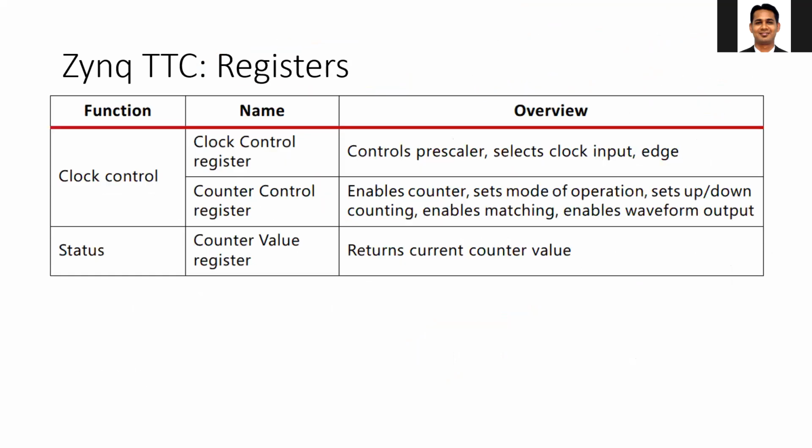So similar to any other peripheral, you have the corresponding registers. For example, you will have the control register for the clock to decide what is the source of the clock, what is the prescaler of the clock, and you will have a control register for the counter, like to enable the counter, mode of operation, up and down, enable the matching, waveform output, disable, enable it, all those you can do. And then you will know the current status of the value of the counter by using this register. You can get the current status of the counter.